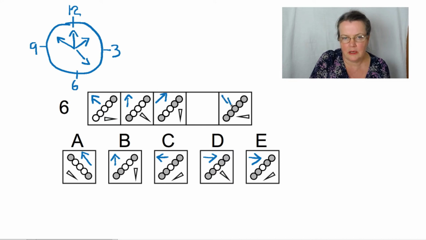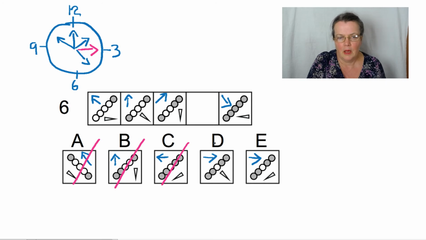Now let's put it in. So of course the one we want, give ourselves another colour to make it stand out, is a 3 o'clock arrow. So which of these does that? That gets rid of that one and that one and that one. Which leaves us these two.